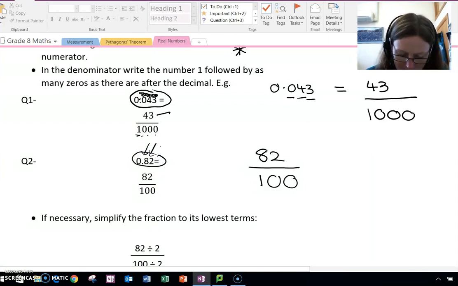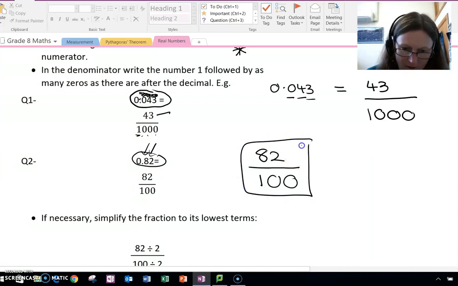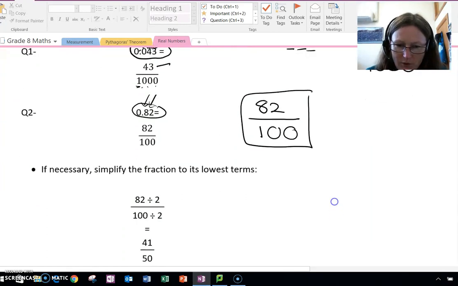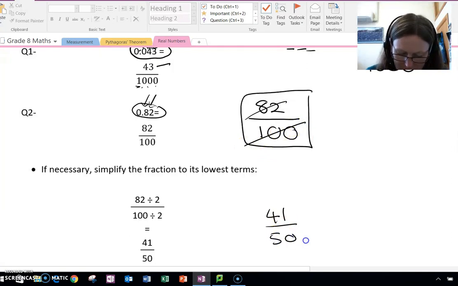With this example here, let's look at 82 over 100. Remember, in previous videos we talked about how fractions should always be written in simplest form. 2 goes into both of these numbers. So 2 goes into 82 41 times, 2 goes into 100 50 times. So, 50, not 500. So we need to do that extra step. We need to make sure we write our answer in simplest form.